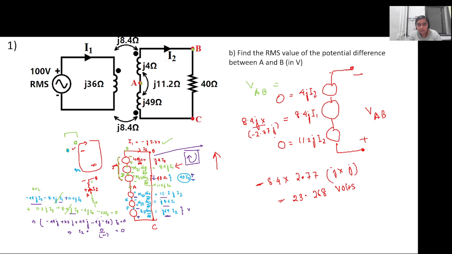Because there is 1j here, 1j here, so j squared is equal to minus 1. So this will be minus of 8.4 into 2.77 into minus 1. Yes, so it is 23.268.